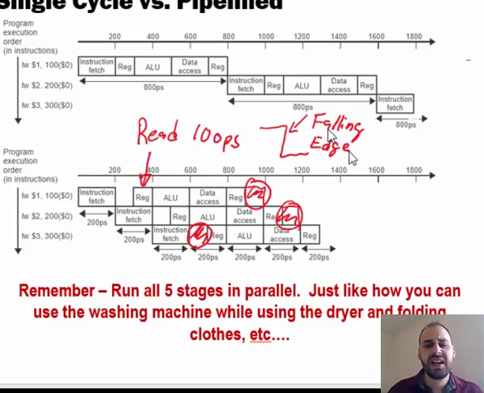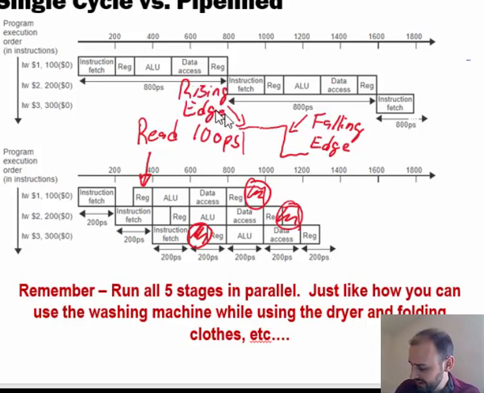The write happens before that. Notice the write is going to be triggered at the rising edge. So the write happens at the rising edge, so it happens first. So in any given clock cycle, the write operation happens first, followed by the read.